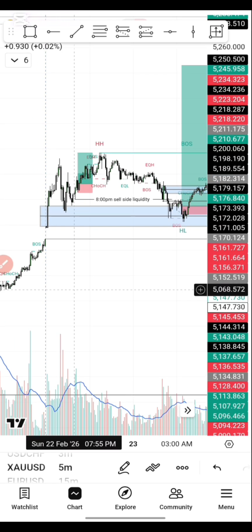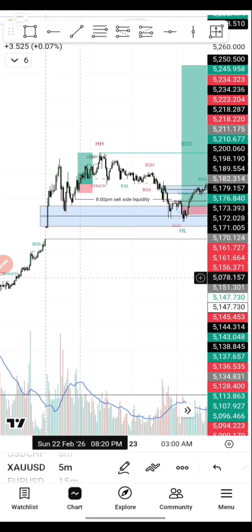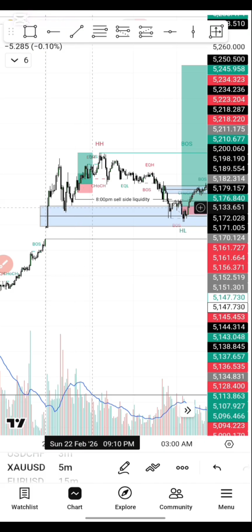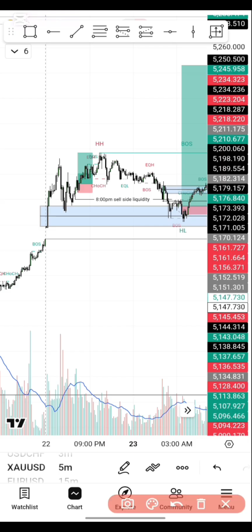At 8, took a trade at 8 as usual. Now this was the analysis I did. This was the 8 liquidity. That was the analysis I did. I took a trade around this level, even though the trade was supposed to be around this 8 o'clock candle. But I took the trade above because I came in late, but I wanted to take a trade.